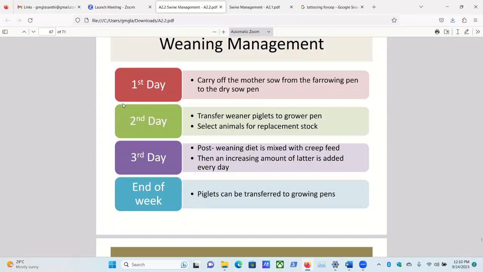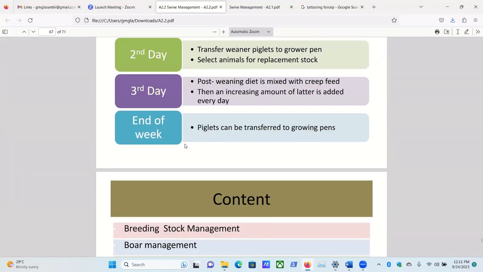On the first day, we have to carry the mother sow away from the farrowing pen. Then we have to select the animals for the breeding stock, the replacement stock, and they are transferred to the grower pen. And then we can mix the post-weaning diet with creep feed.